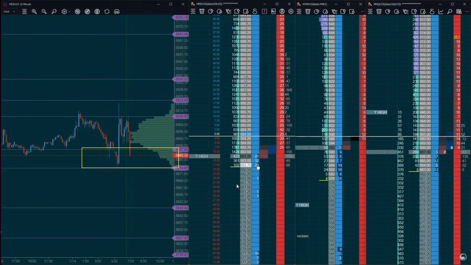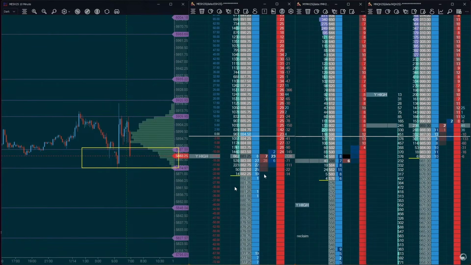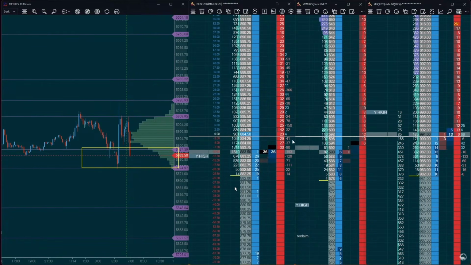I do endure some drawdown on this because I'm waiting and being more patient. They swept the low again right there for only 15 contracts and 14 contracts. This gets me interested because they're finishing the auction with very low volume at the low end, which tells me that they're running out of sellers here, right?